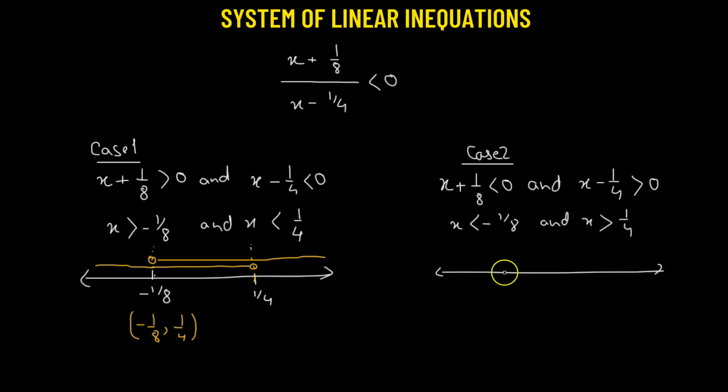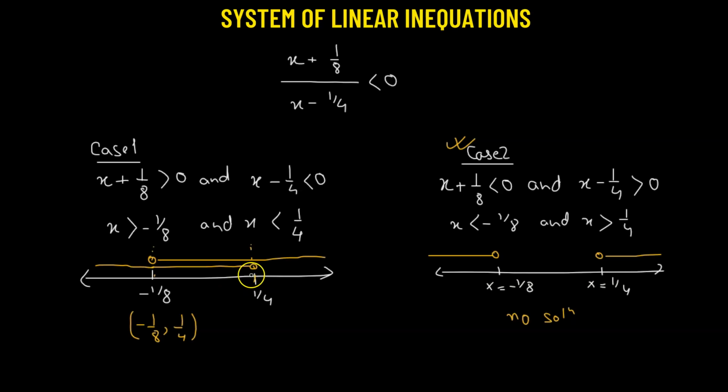On a number line, we'll have x equals −1/8 and x equals positive 1/4. x less than −1/8 means we consider all the values of x lying to the left of −1/8, and x greater than 1/4 means all the values of x lying to the right of 1/4. Clearly we do not see any intersection between the solutions, so there is no solution to this linear inequality. That means only case number 1 gives us a solution, which is −1/8 to 1/4. So now we have obtained a solution to both of the two linear inequalities.